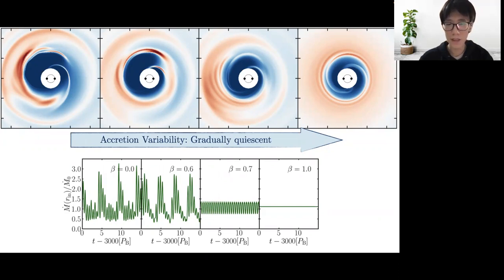And if you increase the cooling time to a relatively larger value, when beta equals 1.0, this is actually the case when the cooling time equals the local Keplerian time. Actually, the accretion variability is totally suppressed. That is because in this scenario, the morphology of the disk will basically remain the same and only corotate with the binary. So no variability in the morphology actually implies there is no variability in accretion streams. That's why we do not have any kind of variability in the beta equals 1 case.